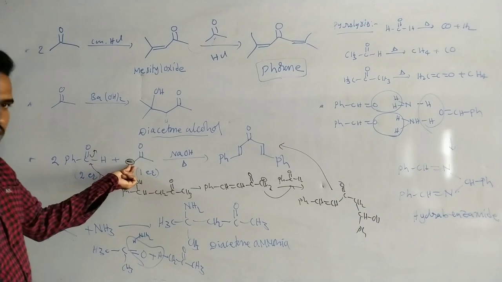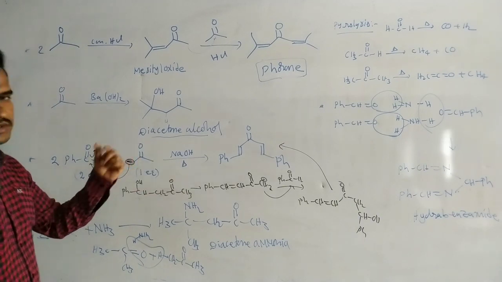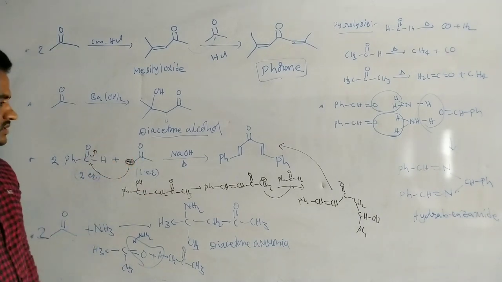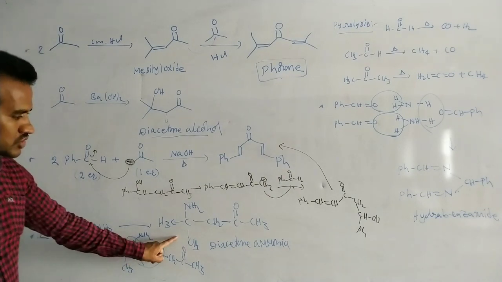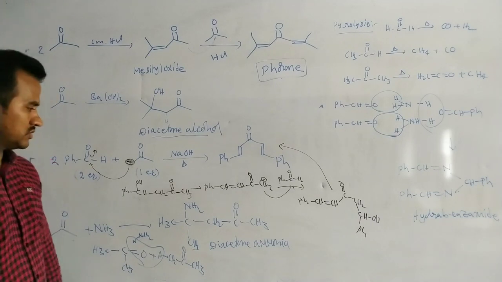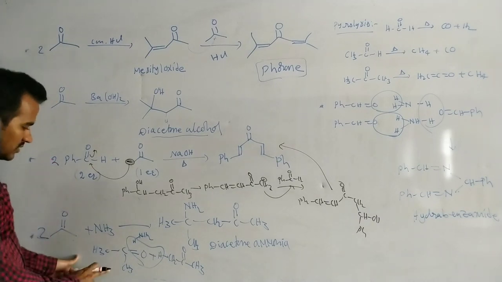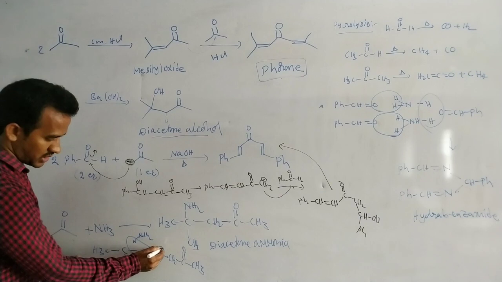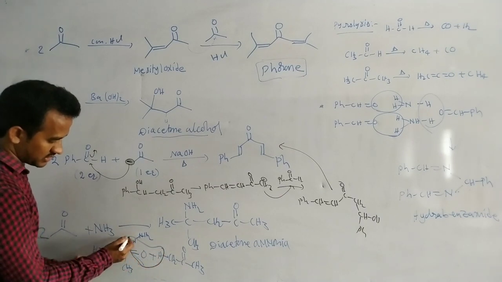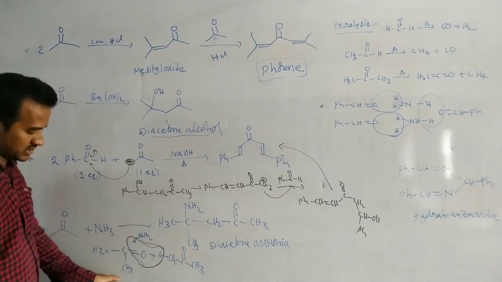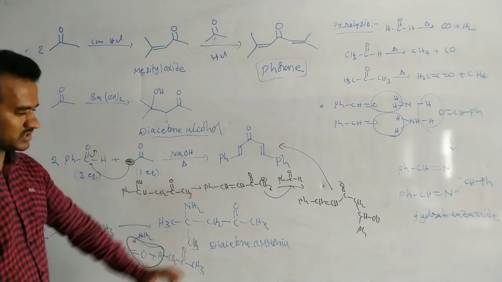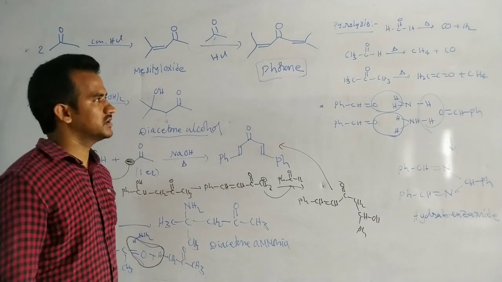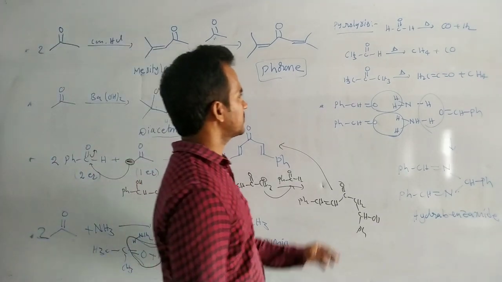One aldol reaction on this side and one aldol condensation on this side. Next, acetone on reaction with ammonia gives diacetone amine. Here, two acetone molecules, with hydrogen removed from this carbon and oxygen, give CH3 CH3 NH2 and CH2CO. Just remember these reactions; it's not very important. Next one.